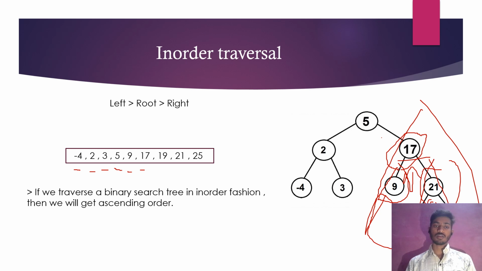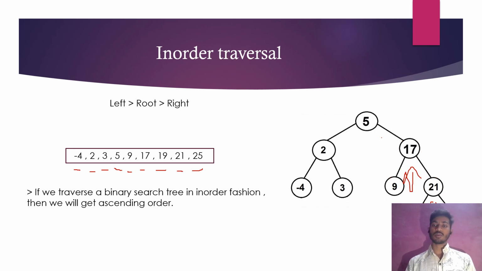Add 19 to the in-order traversal, and next coming to the root node, 21 is added to the in-order traversal, and next one is 25, the right part of the root node 21. 25 is added to the in-order traversal. We have traversed each node of the binary search tree once and obtained the in-order traversal as follows.